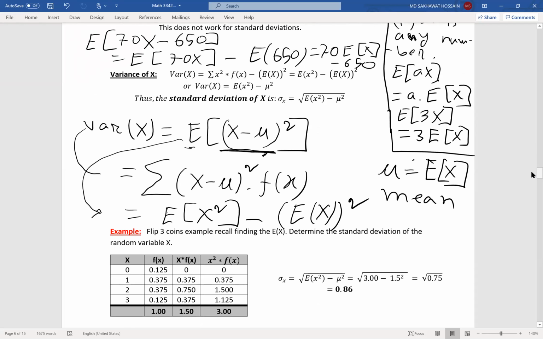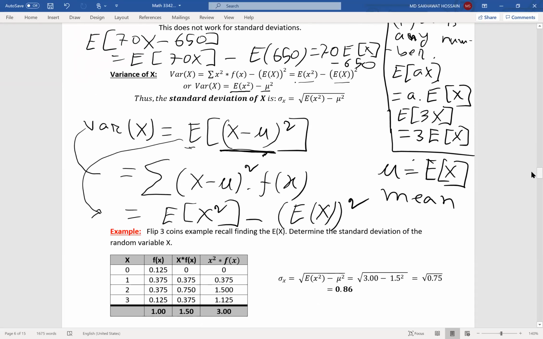Okay, so now you can see we derived this formula here, expected value of x square minus mu square, and mu is expected value of x, so it will be expected value of x square minus expected value of x whole square. Okay, so the standard deviation of x.